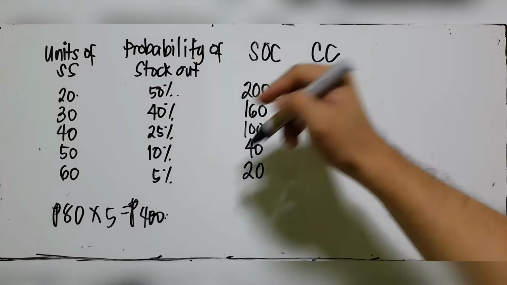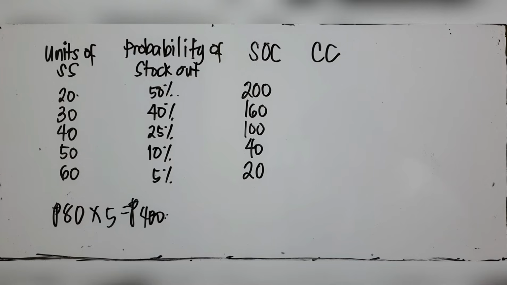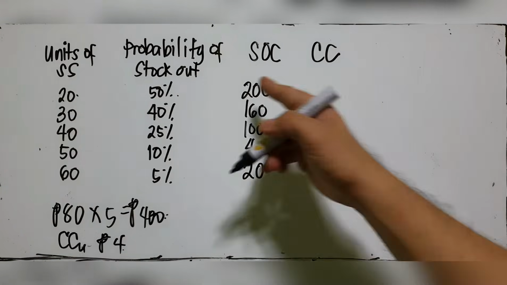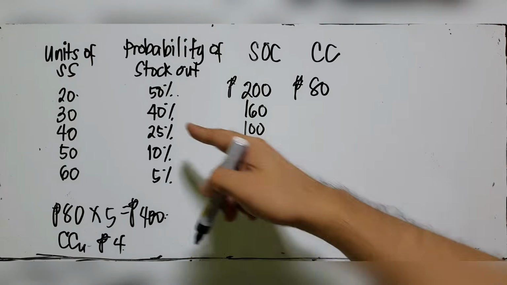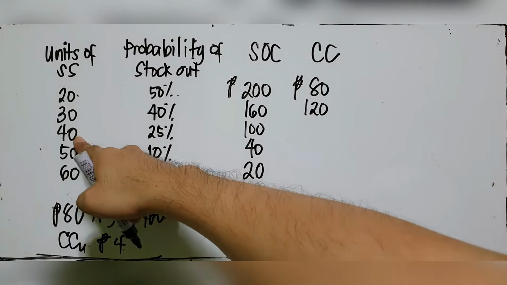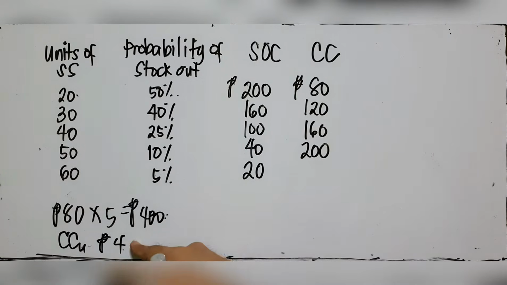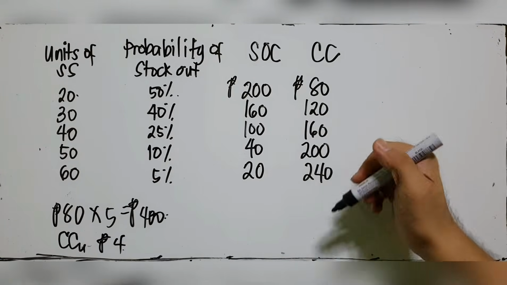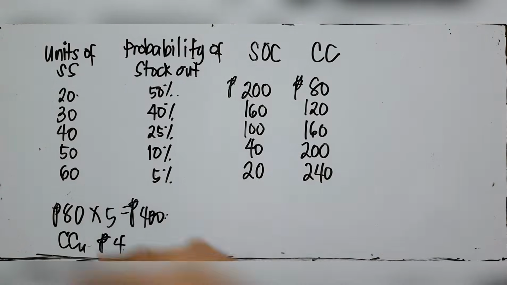Okay? Ang carrying cost naman natin is kabaligtaran. So, more carrying cost kapag more units. So, kapag 20 units lang ang kinip natin, the carrying cost per unit ay 4. Okay? 4 ang ating carrying cost per unit. So, 4 times 20 is 80 for 20 units. And then this is 120. 4 times 40 is 160. 4 times 50, 200. And 4 times 60 is 240. So these are the two costs associated with these levels of safety stock.